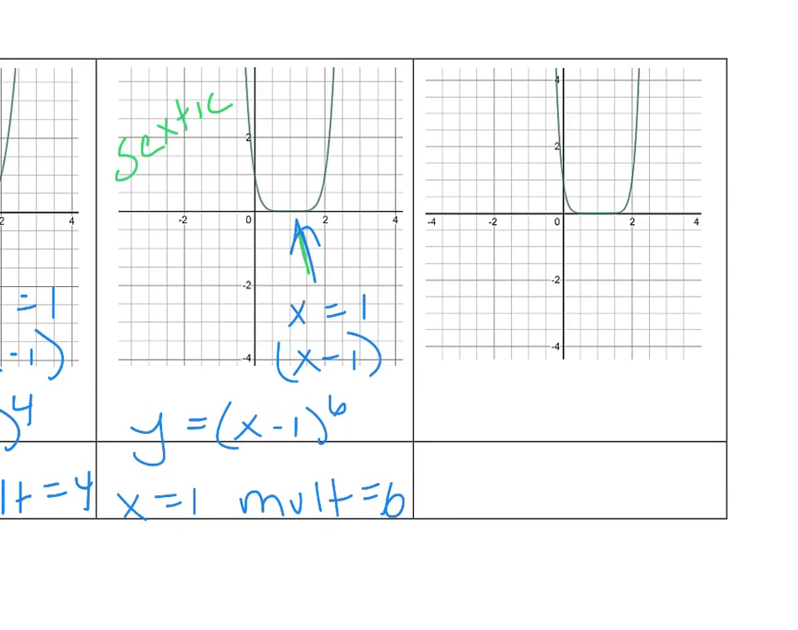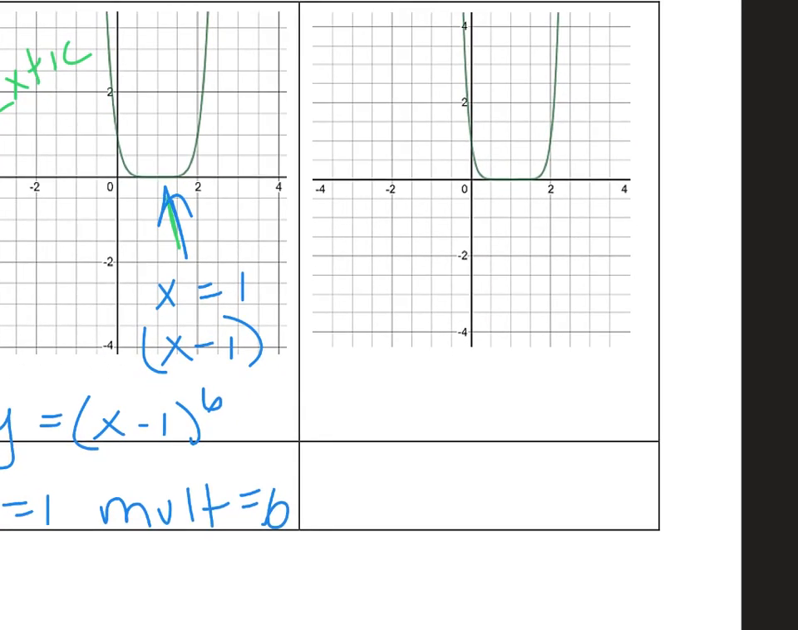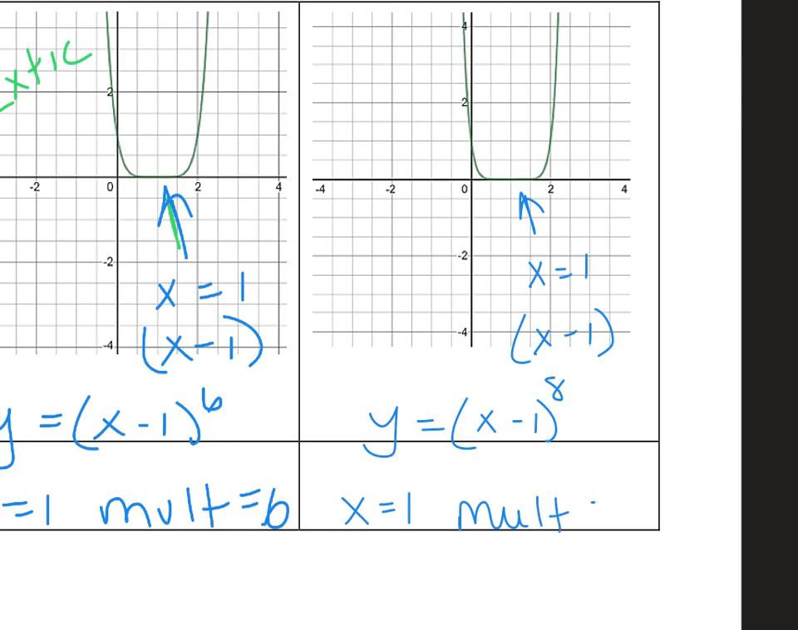And finally, really flat here, we've got x equals positive 1, factor of x minus 1. So I'm going to say that our x-intercept of 1 here has a multiplicity of 8. And a degree of 8 on a polynomial is exactly what your intuition would tell you. It's octic.